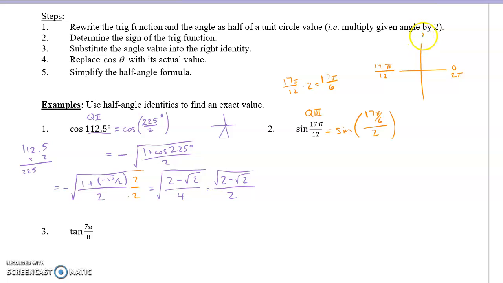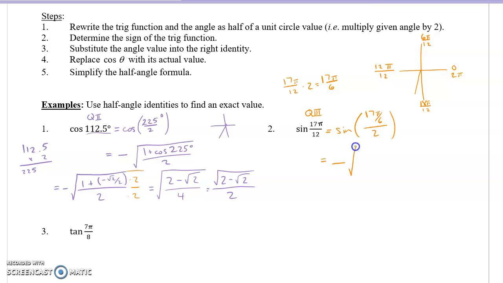And half of 12 is 6, so 6 pi over 12. And then 6 plus 6 is 12, 12 plus 6 is 18, so 18 pi over 12. So we know that 17 pi over 12 is going off in that direction. So we would then realize that the sine of a quadrant 3 angle means that our answer is going to be negative, right?